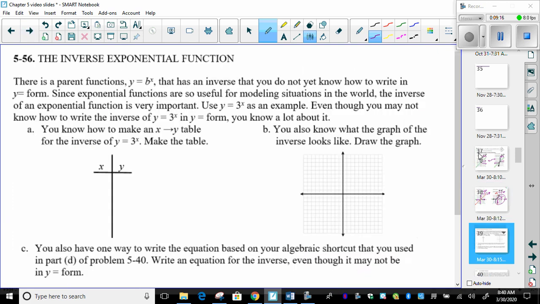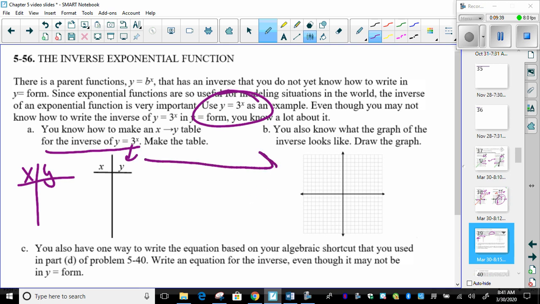So now, what I want you to do is we're going to pick a different base. We're going to pick a base of 3. So this is what we're doing, y equals 3 to the x. I want you to make an xy table for the inverse of y equals 3 to the x. If that means you need to make a table for y equals 3 to the x, that's perfectly fine. The focus here is what's the inverse of it. And then I'm going to have you graph it as well. So pause the video, please, and go ahead and do that.